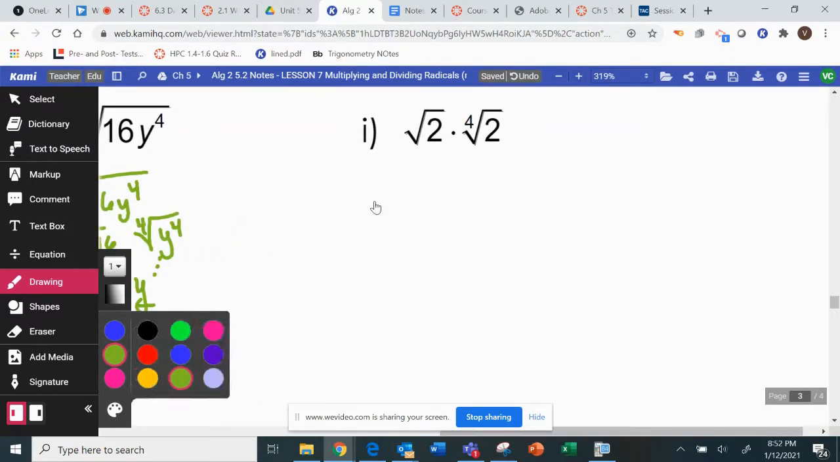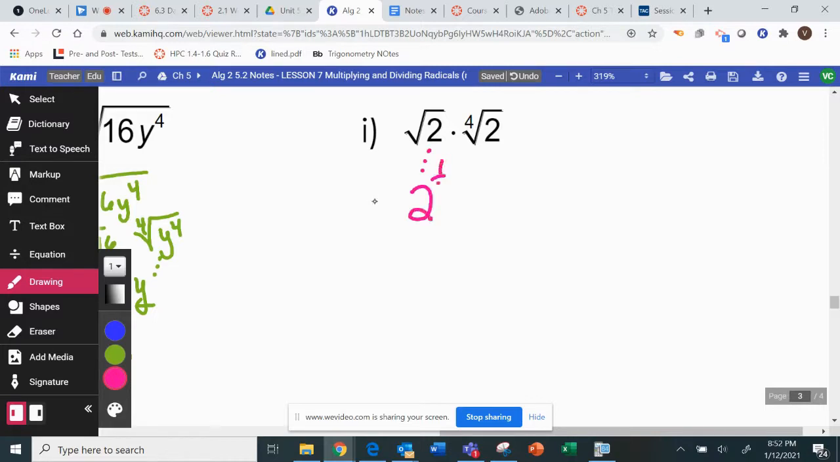Question I. Okay, so these are different roots. So can't really multiply them together. I could change it though to 2 to the 1/2 multiplied by 2 to the 1/4. As soon as I change the form, now we have like bases that are being multiplied, which means add our exponents.